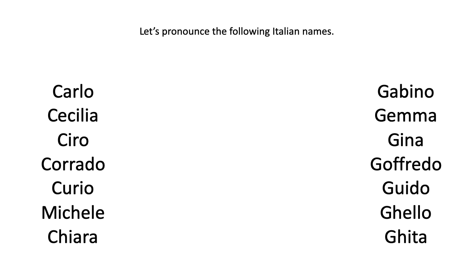Okay? Sesto nome, sixth name, Ghello. Ghello, right? GH makes the hard G sound with E, so Ghello. E l'ultimo nome, the last name, Ghita. Ghita. GHI makes the hard G sound, Ghita. Okay? Let's pronounce these last 7 names one more time. Gabino, Gemma, Gina, Goffredo, Guido, Ghello, Ghita. Okay?